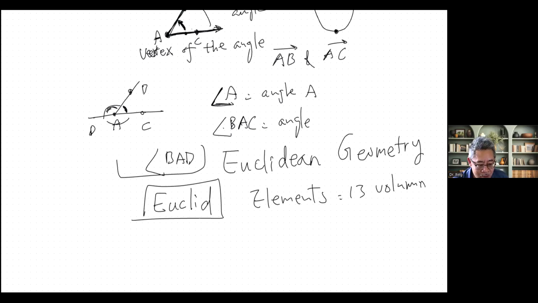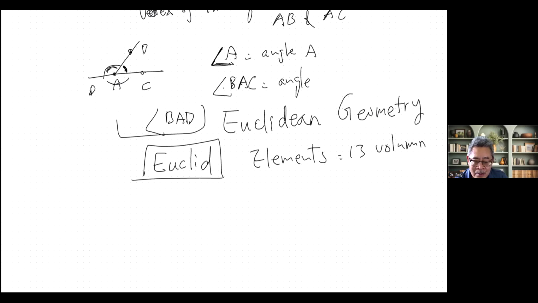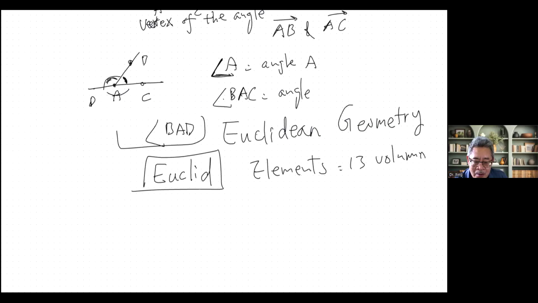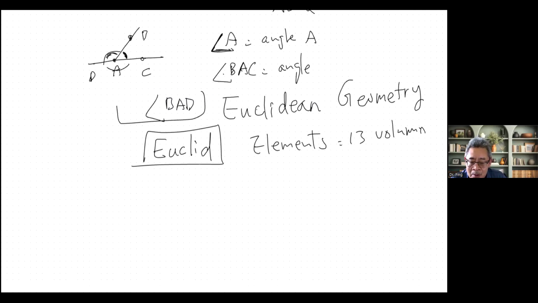So he had a big influence on us, especially on Western civilization. Euclidean geometry used to be a required subject in education. So in Euclid's time, he only had two tools. One is a straight edge. A straight edge is like a ruler, but with no markings, so you cannot use it to measure. And another one he had is a compass.